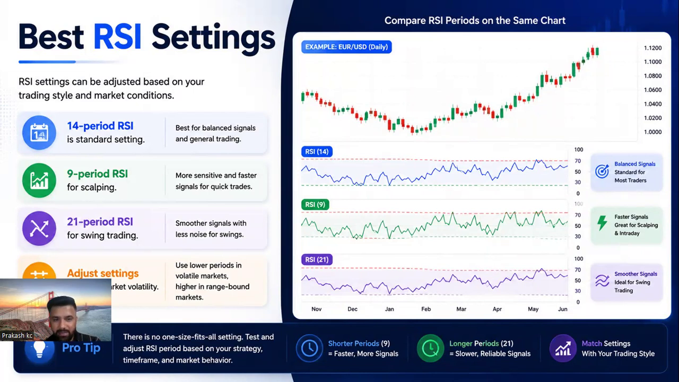In case of scalping, there is a 9 period. You have to change the RSI into 9 period. I will explain in chart. And in case of standard setting, it is 14 period. In case of swing trading, you can go for only 21. Whenever the market is not showing any aggressive momentum, you can go for 21 period.